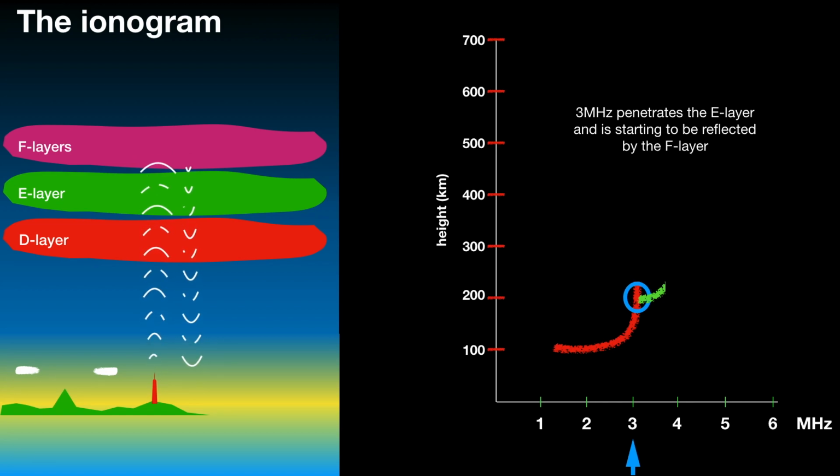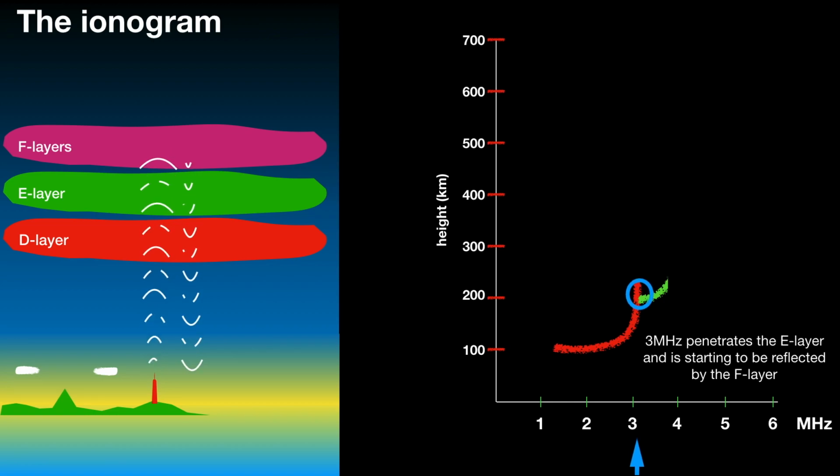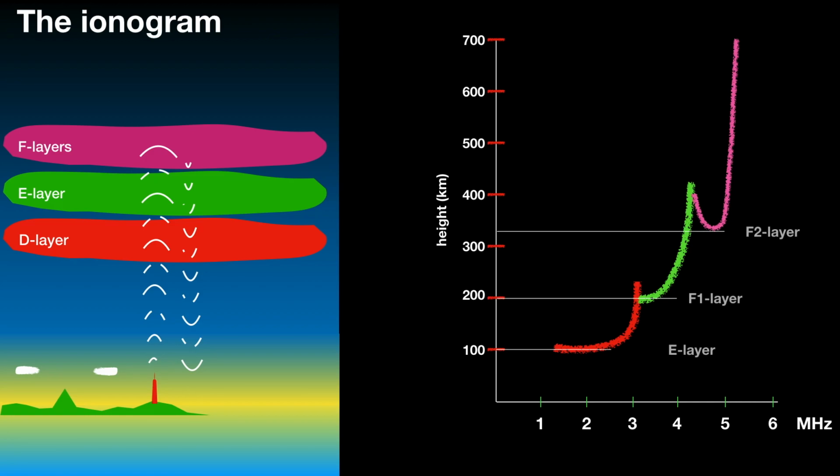And then we carry on increasing the frequency, and we get a trace something like that up to 6 MHz. And the interpretation of that trace allows us to determine the heights of the E, F1 and F2 layers at a particular time of day. Now, specialist stations for this exist around the world, and they're used to assist the predictions used for HF communications.